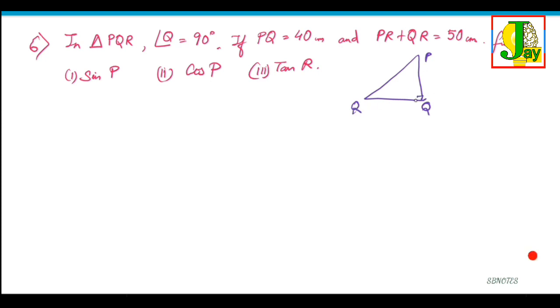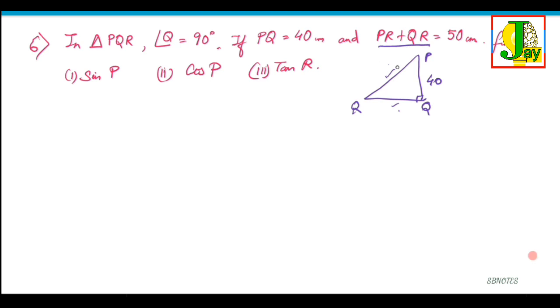So in triangle PQR, Q is 90 degrees, and PQ is given as 40. So this is 40, and PR plus QR, these two sides when you add up, you get 50. It doesn't matter. Actually, when you have a right angle triangle, whatever the relation like this, PR plus QR equals 50, or some questions might give you something like minus or something else, it doesn't matter.